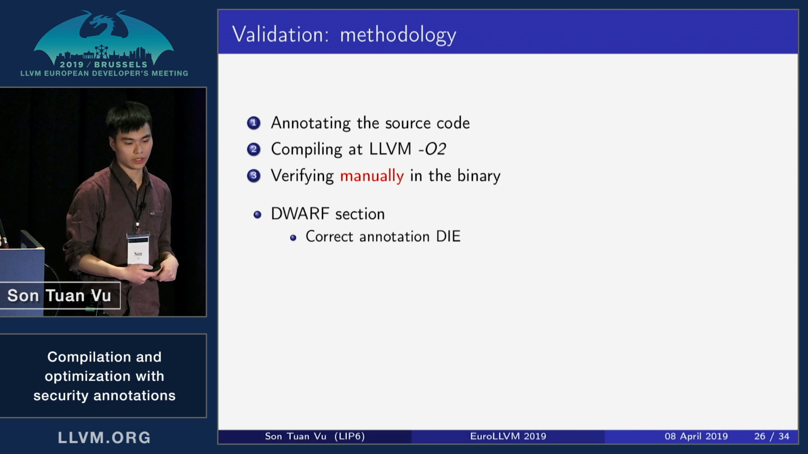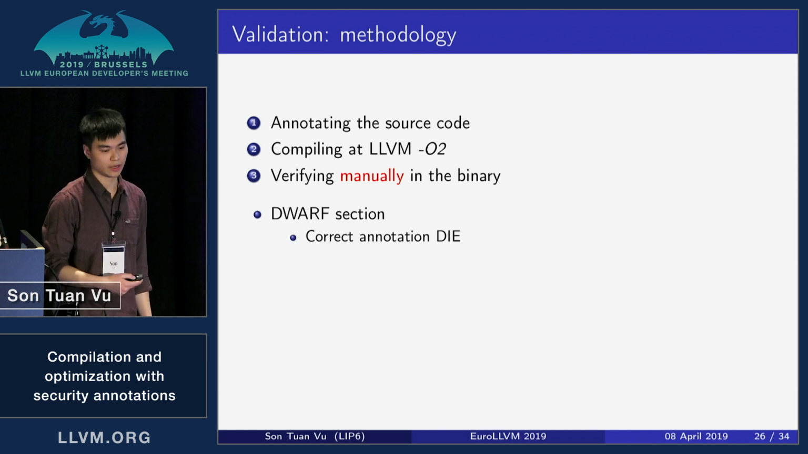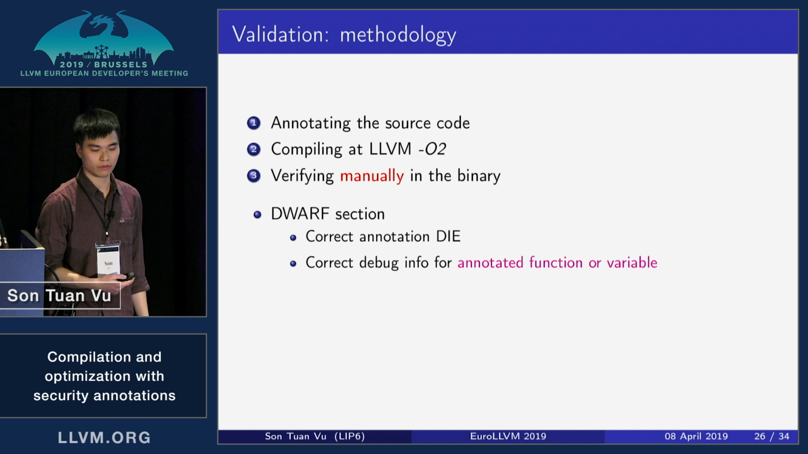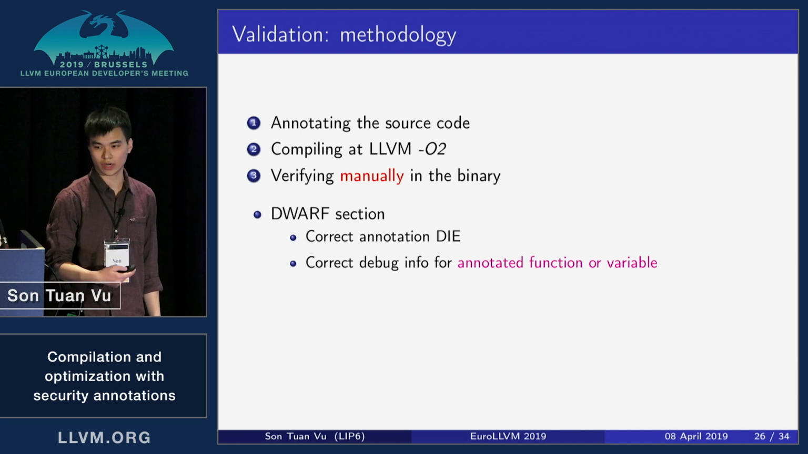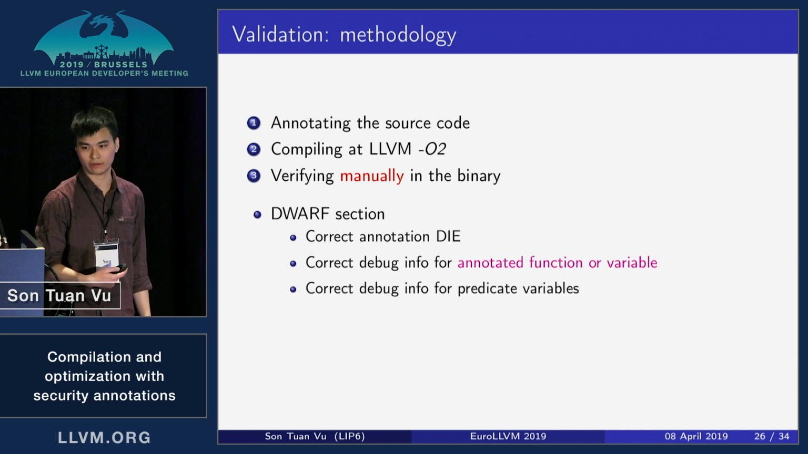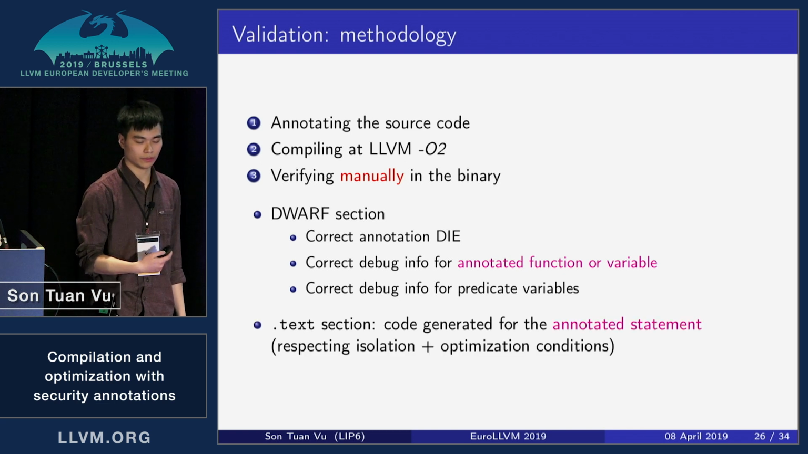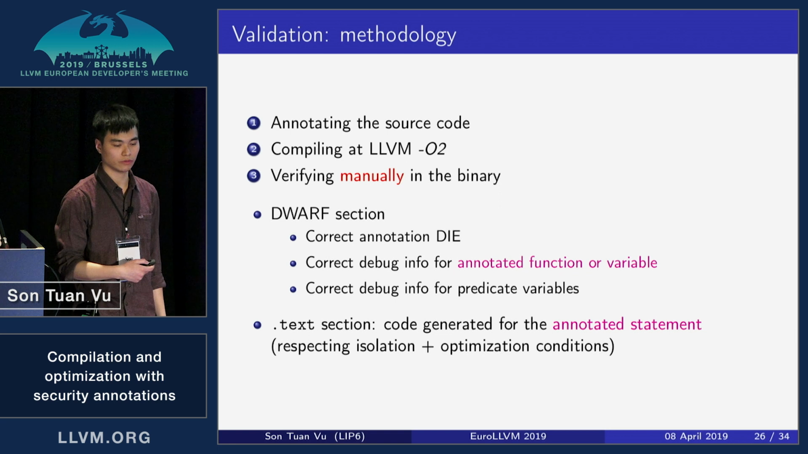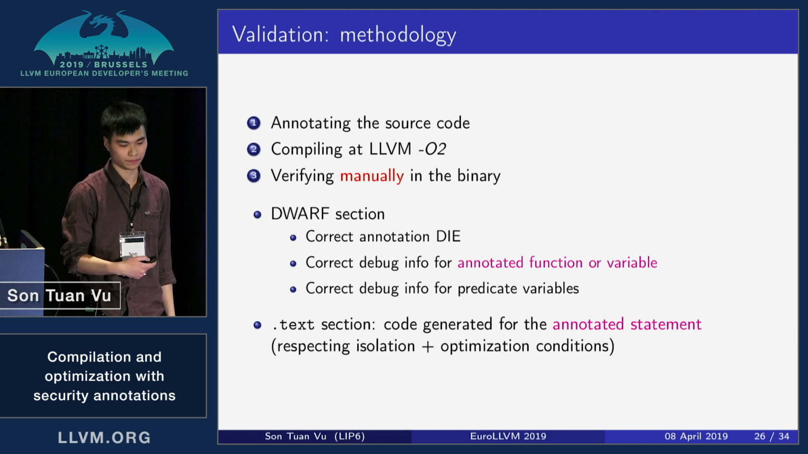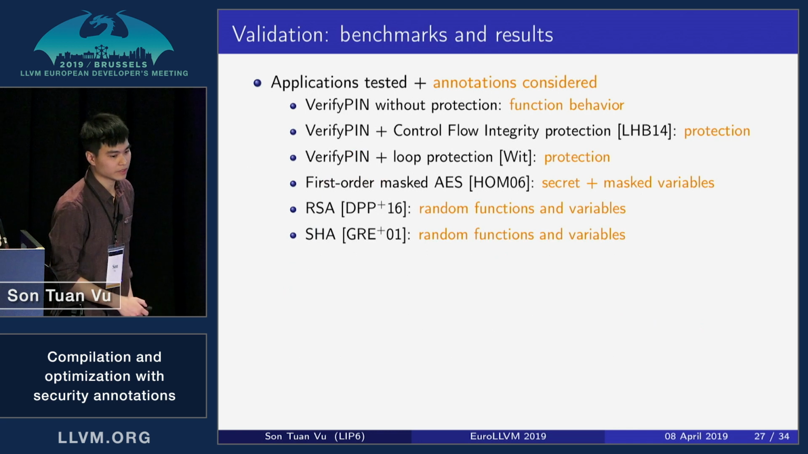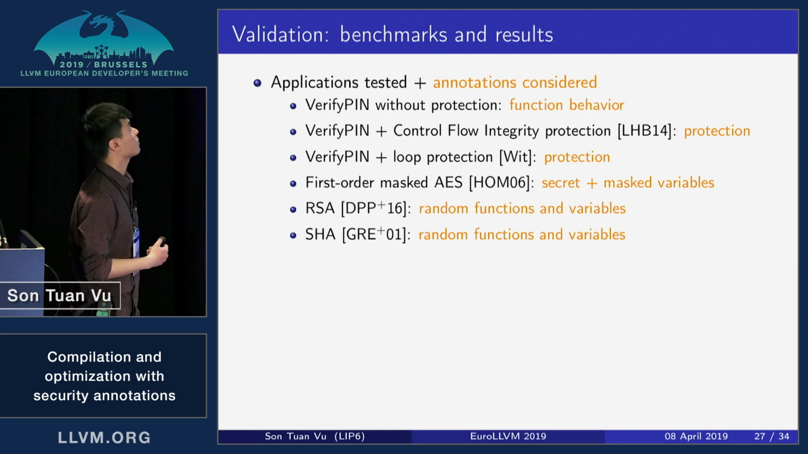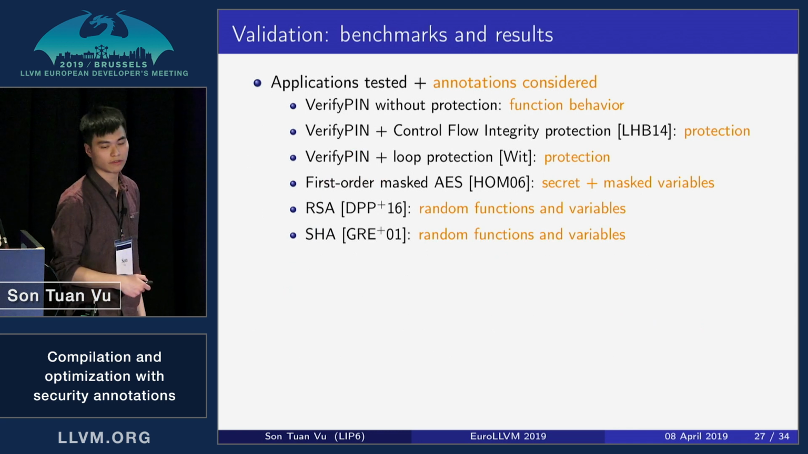We look for the annotation DIE, for the correct debug info for annotated function or variable, and for predicate variables. And for statement annotation, we also verify the machine code generated for the annotated statement. And we have tested it for these applications. We have 3 different versions of verify pin.